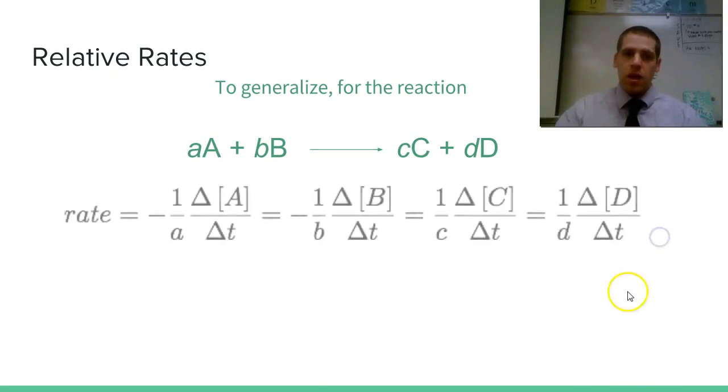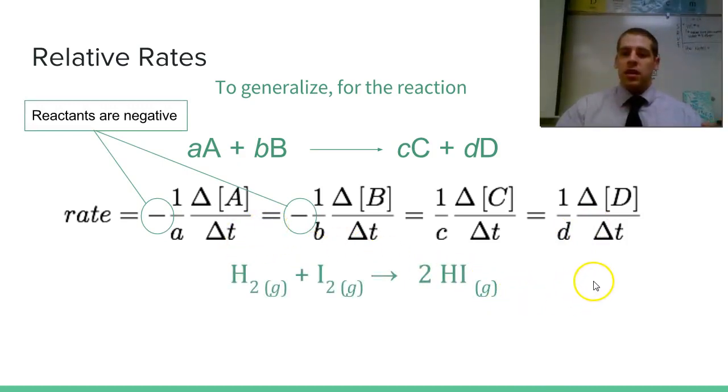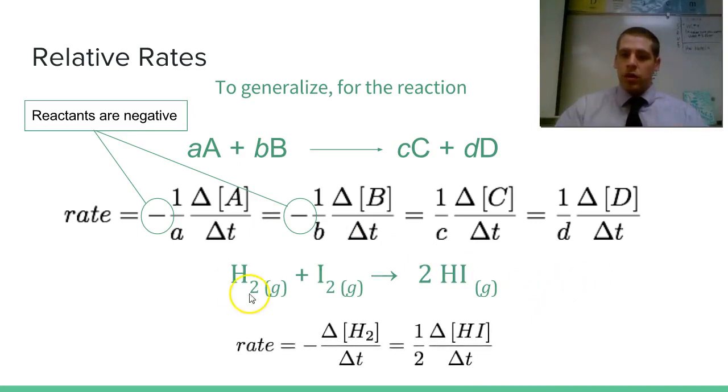Here's a more generic format. So in any reaction, we take the coefficient and put 1 over the coefficient. So 1 over A for the concentration of A changing, and so on. A couple things to note. Notice the reactants are always negative. There's the third time that's come up. And let's go back to this example again. The coefficient on the H2 is 1, and so it's essentially 1 over 1, or just negative 1. And the coefficient on HI is 2, and so it's 1 over 2.